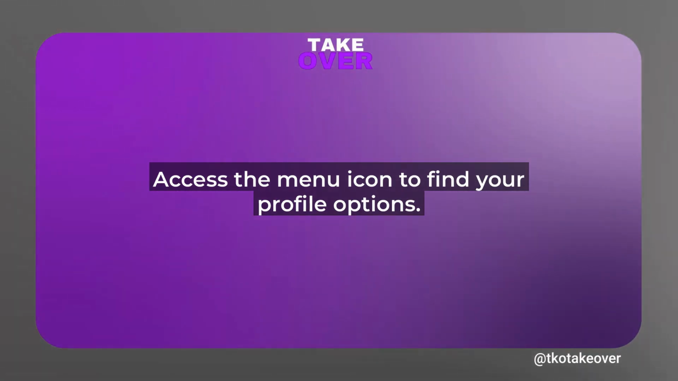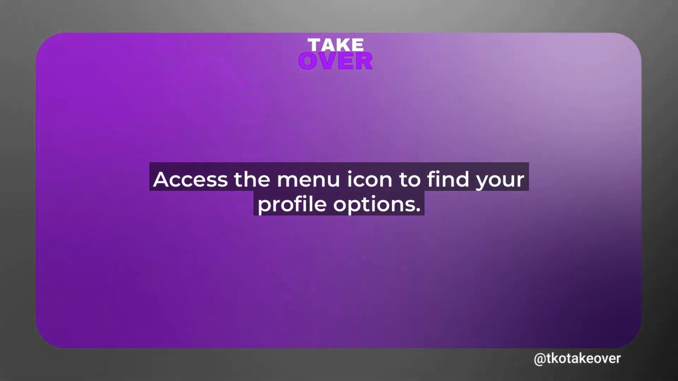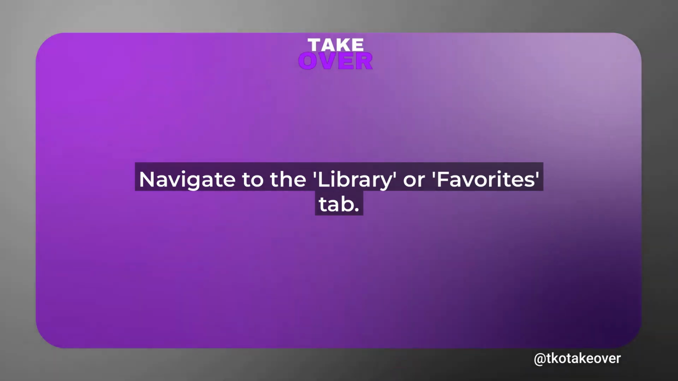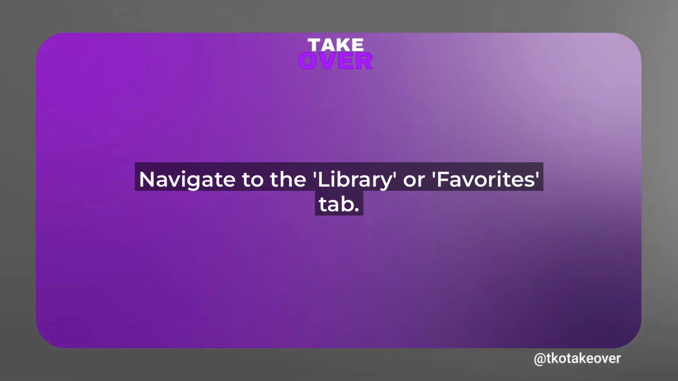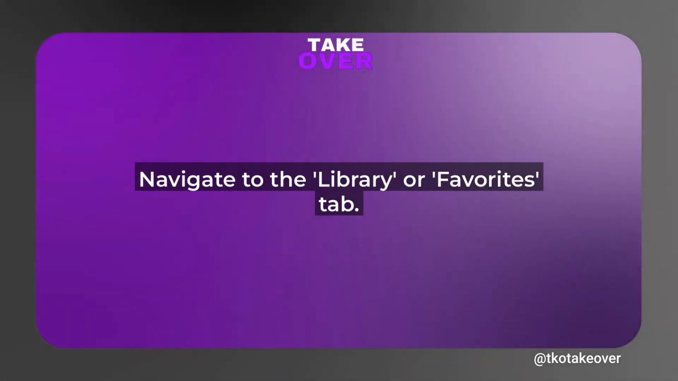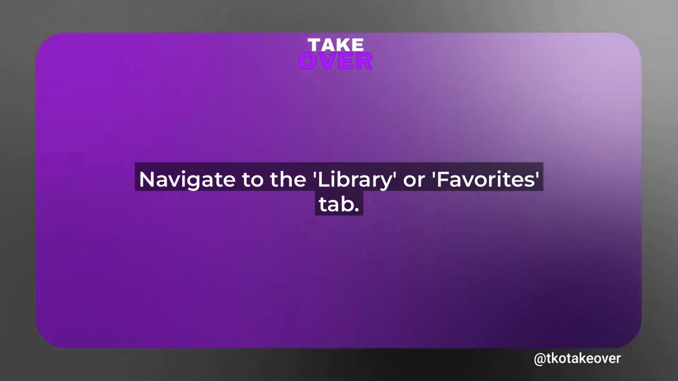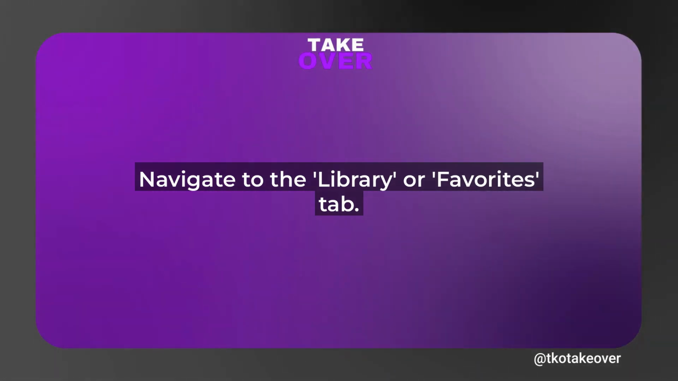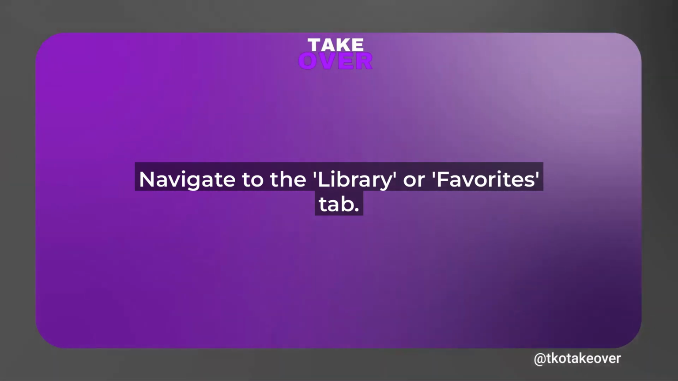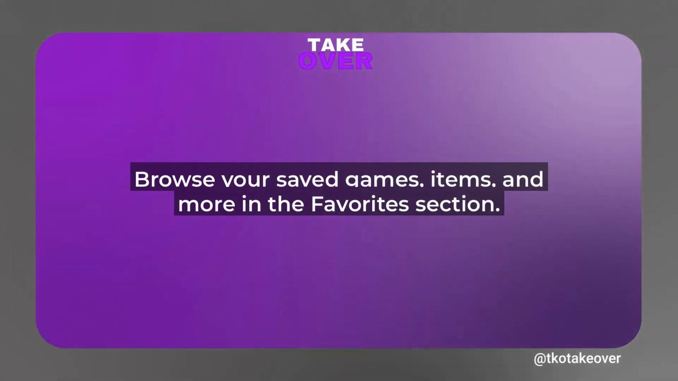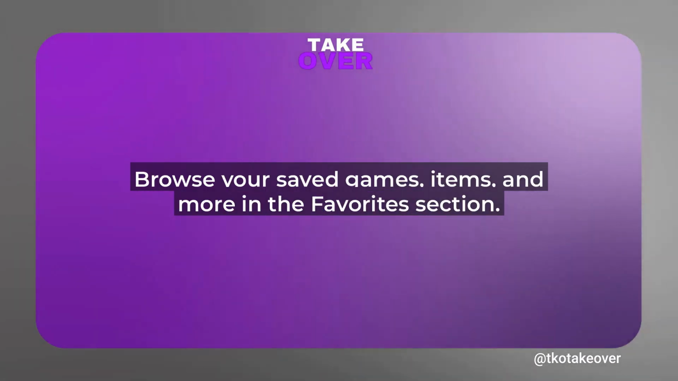Look for the menu icon, usually represented by 3 lines or a hamburger icon in the top corner. Click on that to open your profile options. Now, navigate to the Library or Favorites tab. In the 2025 update, Roblox has made this more prominent, so it should be easy to spot. If you're on the app, swipe over to the More section and select Favorites from the list.